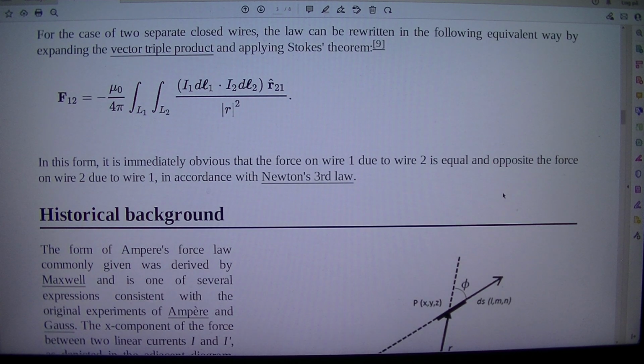For the case of two separate closed wires, the law can be rewritten in the following equivalent way by expanding the vector triple product and applying Stokes' theorem. In this form, it is immediately obvious that the force on wire 1 due to wire 2 is equal and opposite to the force on wire 2 due to wire 1, in accordance with Newton's third law.